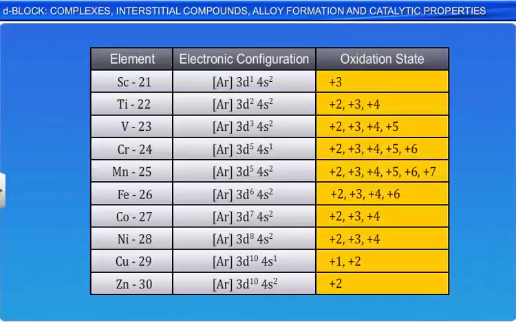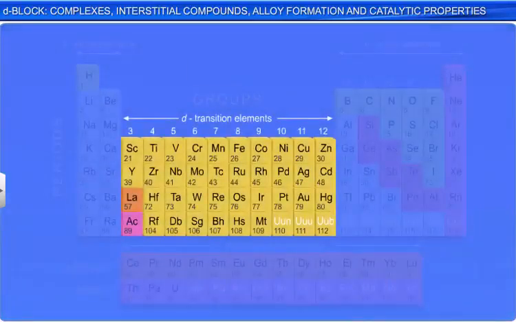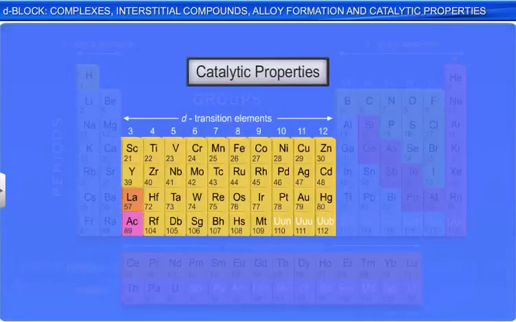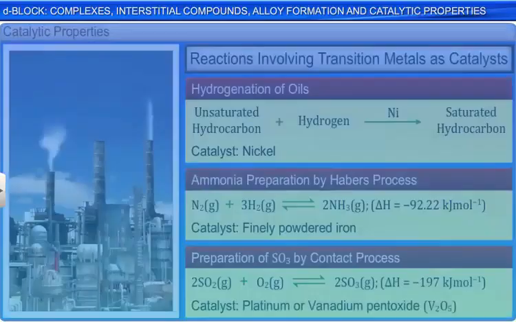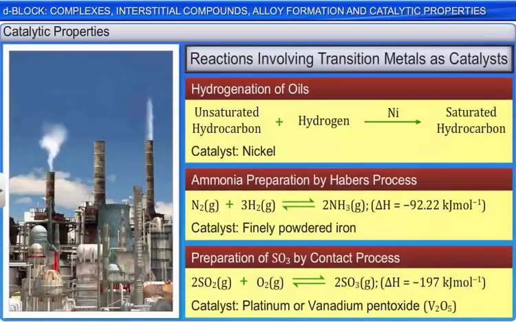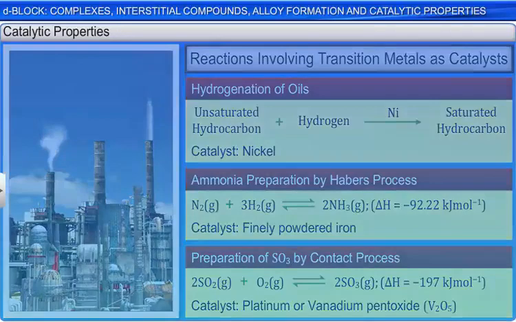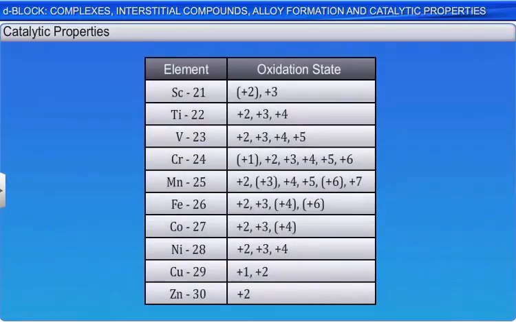Now let us look at the catalytic properties of these elements. Transition metals and their compounds are known to catalyze various reactions of industrial importance. The catalytic activity of these elements is attributed to their ability to exist in multiple oxidation states, which enables them to form unstable intermediate compounds.